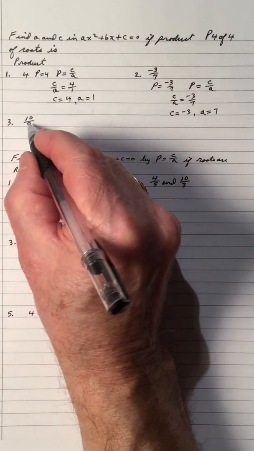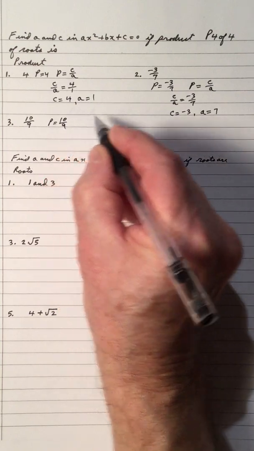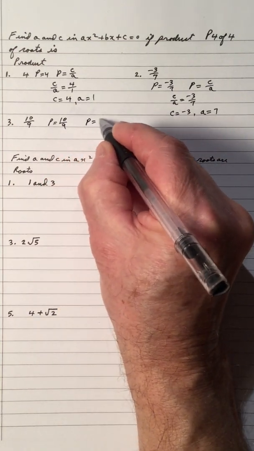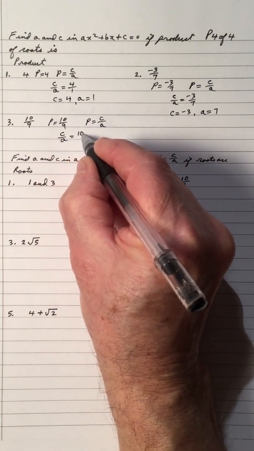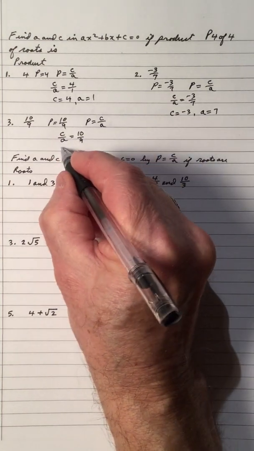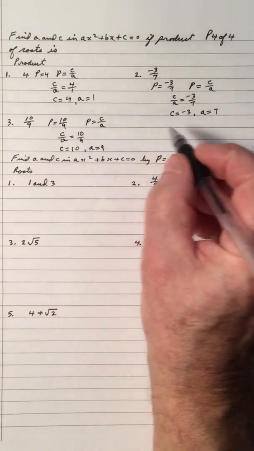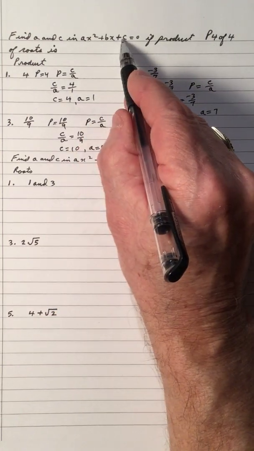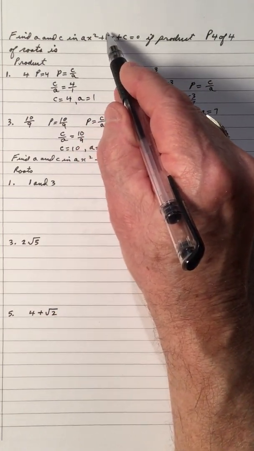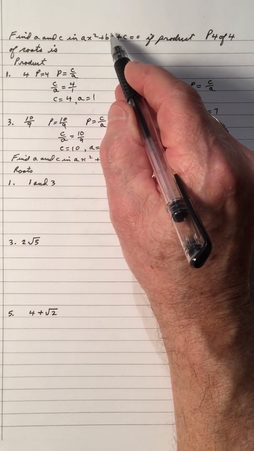And number 3, the product is 10 over 9 given. The product is c over a. So c over a is equal to 10 over 9. That means that c is equal to 10 and a is equal to 9. Those are the values of a and c in this equation. I'm not concerned with the b because the b pertains to the sum, negative b over a.